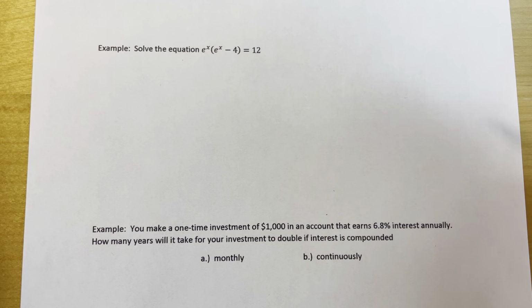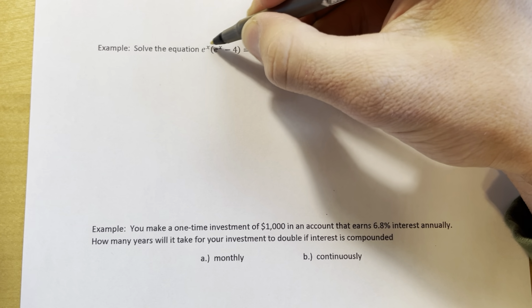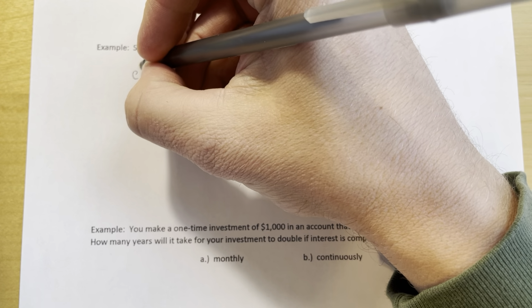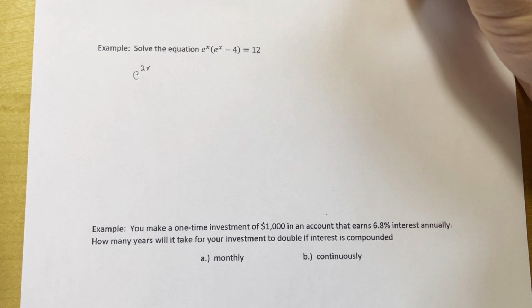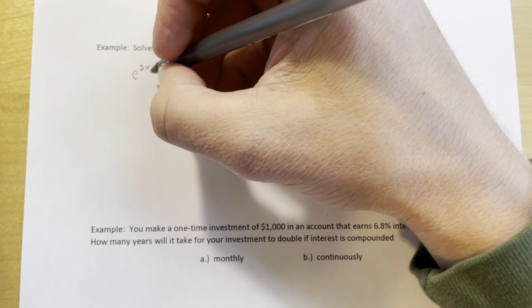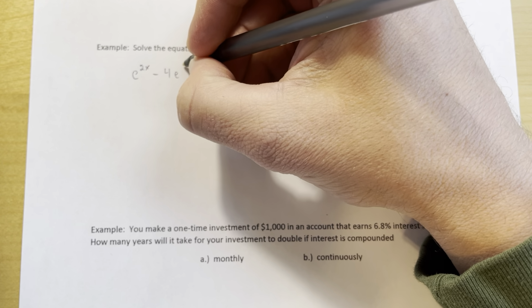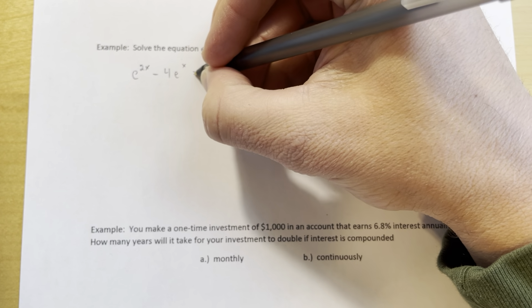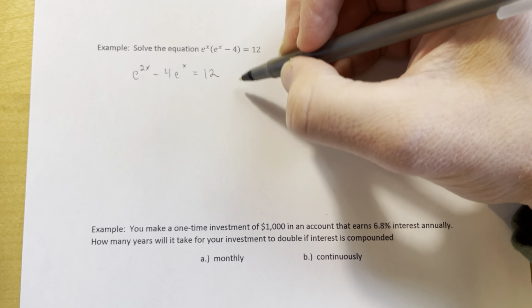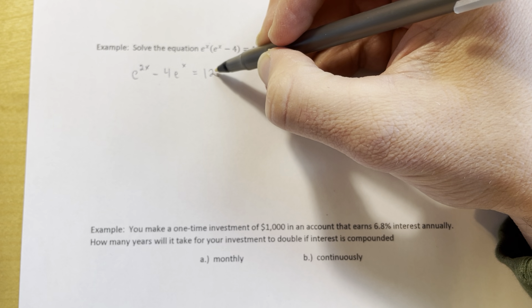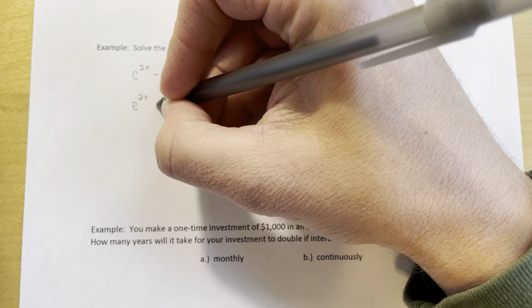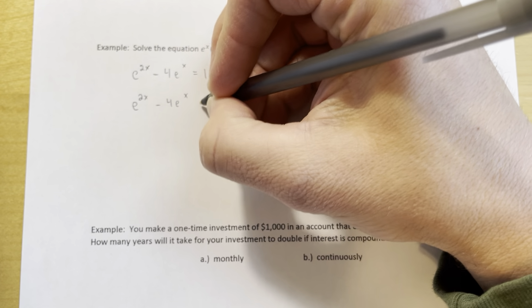So the way I'm going to approach this, I'm going to start by distributing that e to the x in. e to the x times e to the x would be e to the 2x. I'm using an exponent property here, and hopefully you know that exponent property. I can add those exponents. Minus 4 e to the x equals 12. The next thing I want to do is get a 0 on this side. If I subtract 12 from both sides, I get e to the 2x minus 4 e to the x minus 12 equals 0.